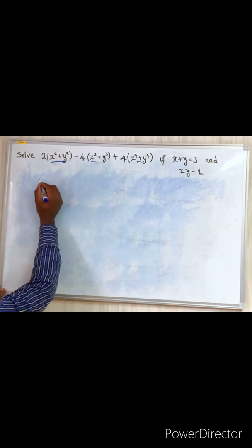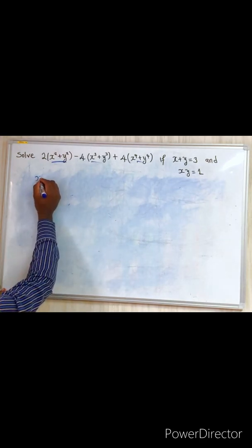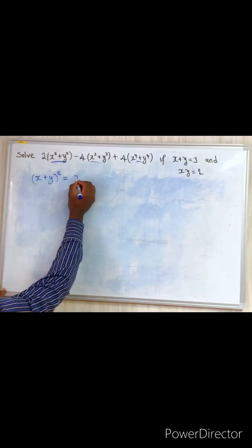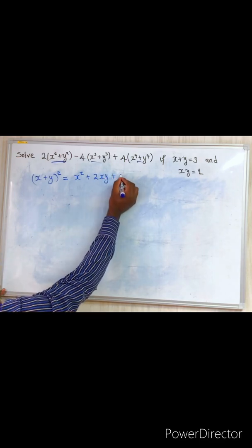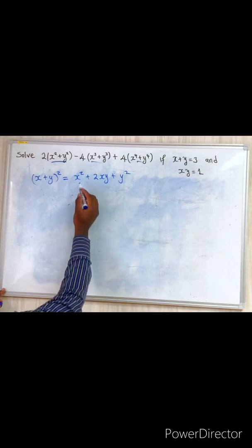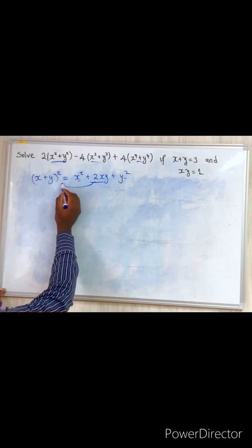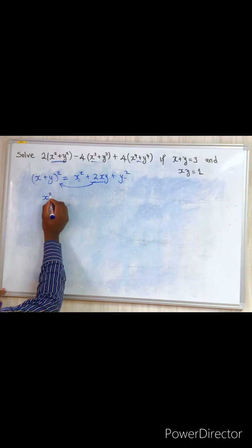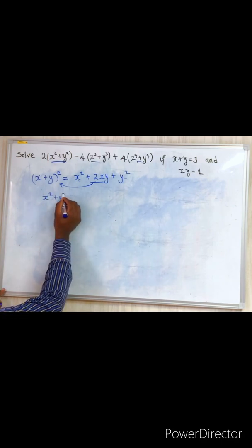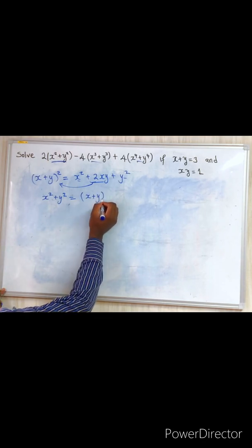So what we have first is x² + y². If you have an equation like (x + y)², this will give you x² + 2xy + y². Now all we want is just x² + y², so this part we shall move to the other side. So what you have will be x² + y² = (x + y)² − 2xy.